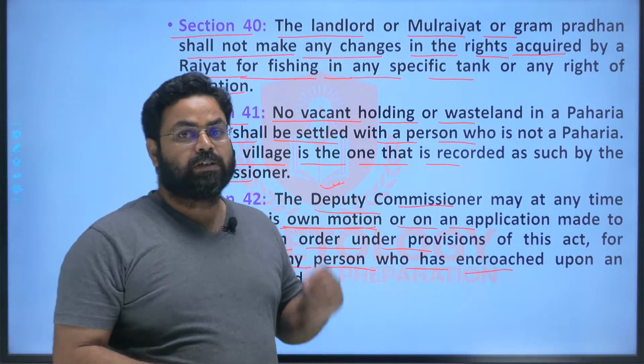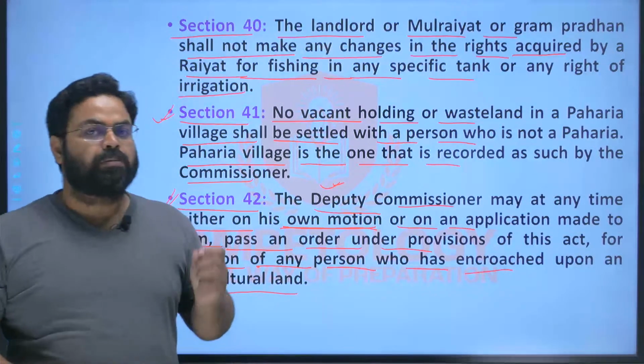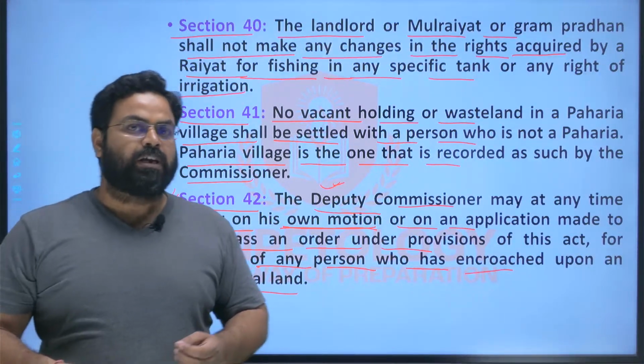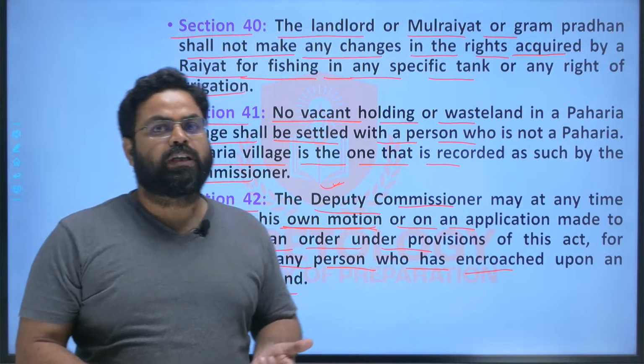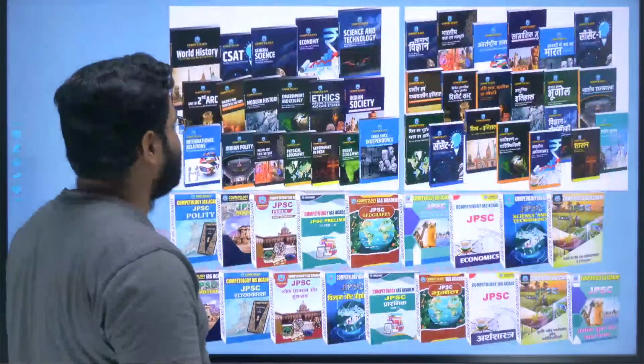So this power of eviction lies with the DC. The landlord cannot do that. So keep it in mind, the power to evict any of the rayat, even if he has encroached some land or from his own holding, lies only with the DC. The DC can order such eviction.